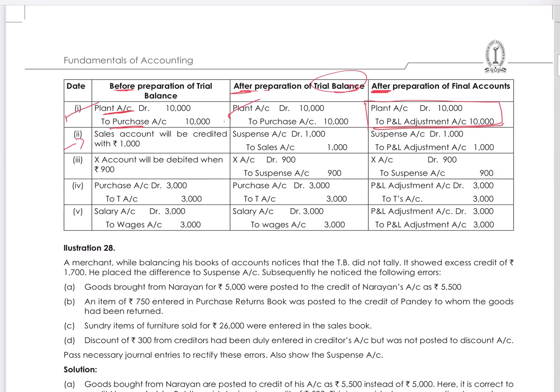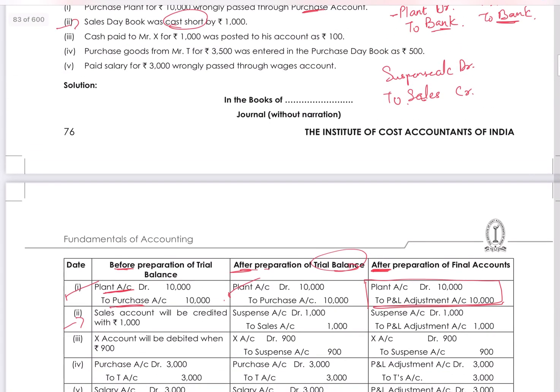But we have to close the trial balance. After preparation of trial balance, we have to tally the trial balance. To tally it, if we are not given the impact of the debit, then we can't tally the trial balance, right? So that is the reason we will put it to suspense account.